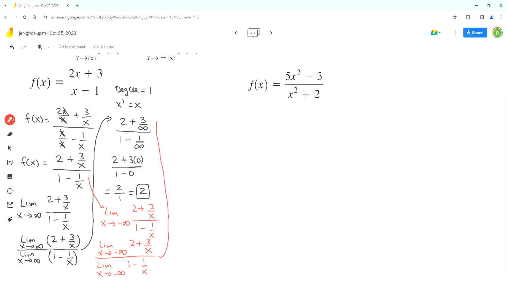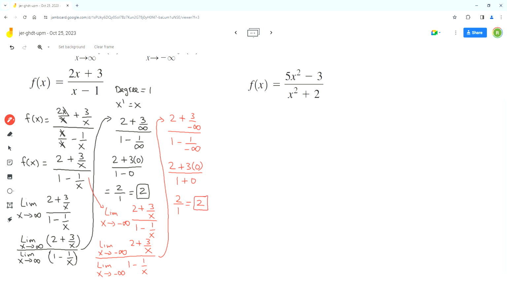Now we can apply the limit. So in the numerator we get 2 plus 3 over negative infinity, and in the denominator we get 1 minus 1 over negative infinity. So 1 over infinity and 1 over negative infinity are equal to 0. The 0 doesn't have a sign. So it will be 2 plus 3 times 0, and then 1. Here the negatives will become plus, but it's still a 0. So in the numerator we get 3 times 0 is 0, and 2 plus 0 is 2, and in the denominator 1 plus 0 is 1, which is equal to just 2.